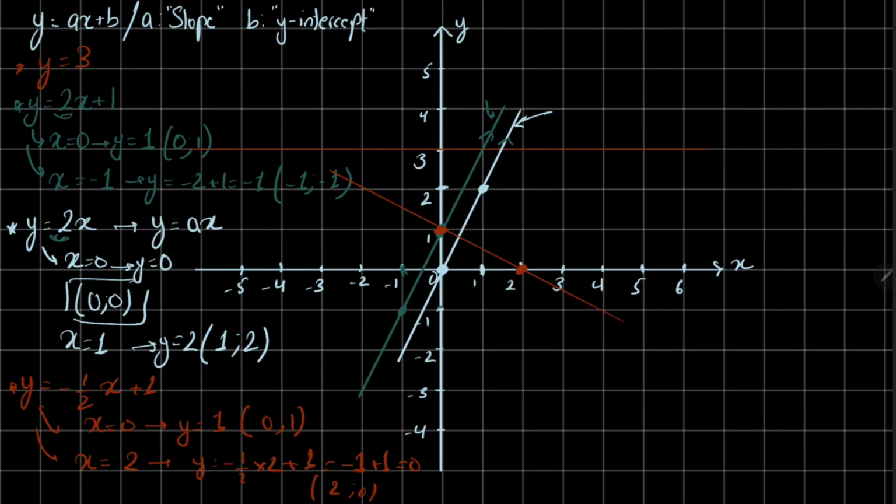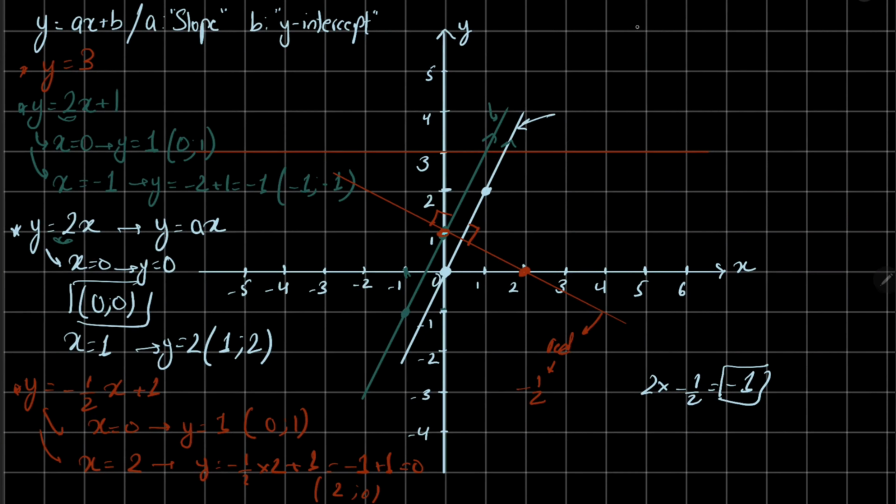We can see that the red straight line is perpendicular to both the green and the white line, because as we said, the slope of the red is minus half and the slope of the green and the white is 2. If we multiply 2 by minus half, we will get minus 1, and this means that both lines will be perpendicular. Let's now take the final example, the identity function y equals x.